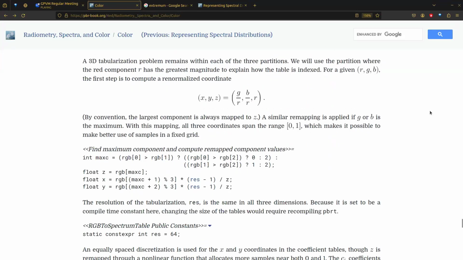All right, the 3D tabularization problem remains within each of the three partitions. Use the partition where the red component R has the greatest magnitude to explain how the table is indexed for a given RGB. The first step is to compute a renormalization coordinate. By convention, the largest component is always mapped to z. A similar remapping is applied if G or B is the maximum. With this mapping, all three coordinates span the range 0 to 1, which makes it possible to make better use of the samples in a fixed grid.